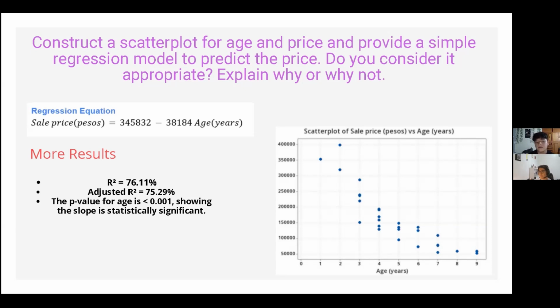The residual standard deviation is 43,546. And the conclusion of this scatter plot is that the model shows a clearly negative relationship, has strong statistical support, and meets model assumptions.